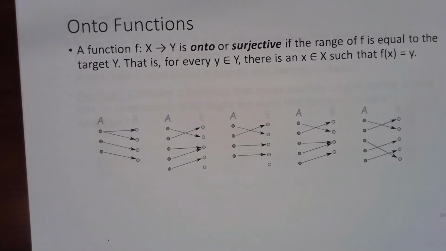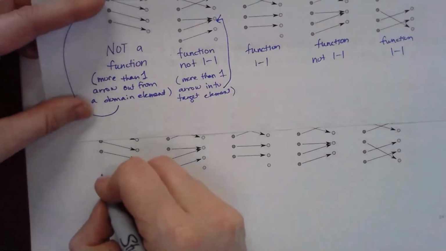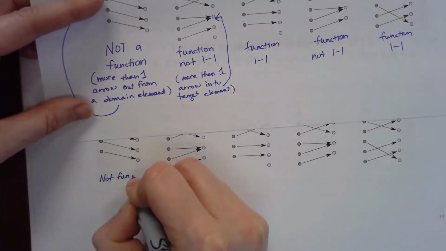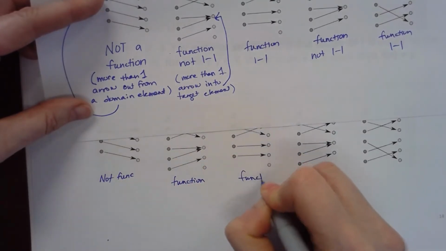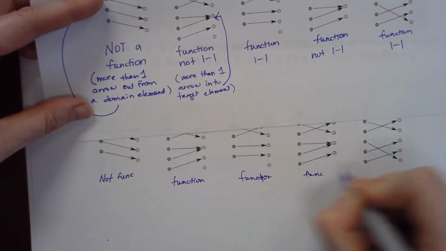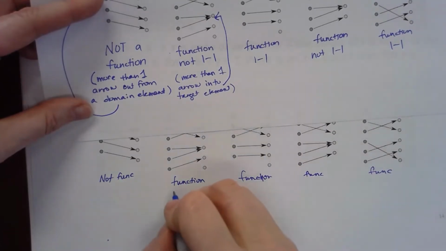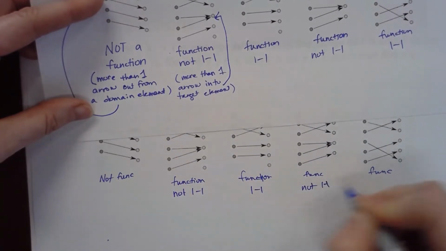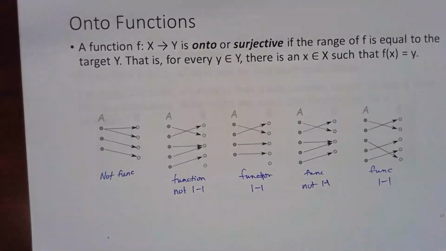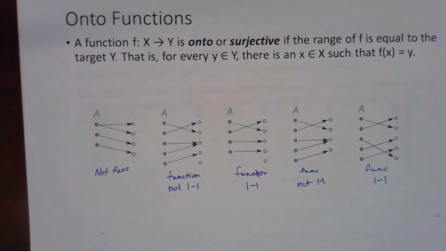Okay, let me just write these down. So this one was not a function. These ones are all functions. Okay, this one was not one-to-one. This one was one-to-one. This one was not one-to-one. This one is one-to-one. Okay. And now we want to look and see if they're onto. Okay, so onto simply means that the target and the range should be equal. Okay, don't have to consider that when it's not even a function.